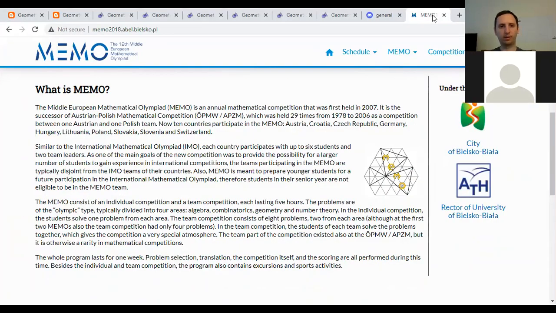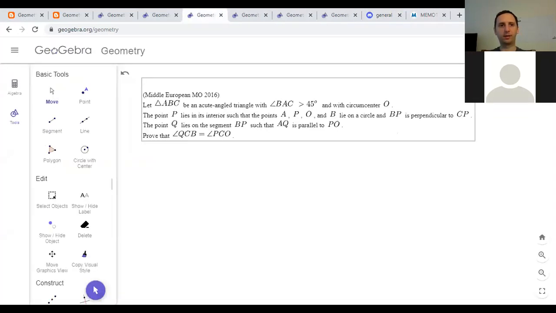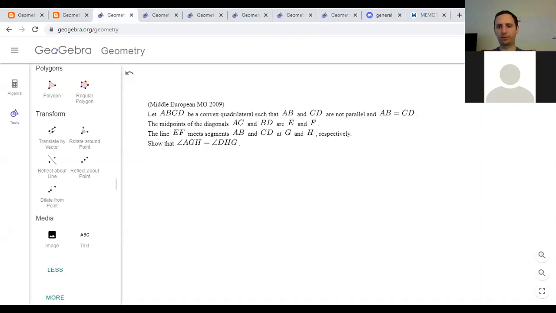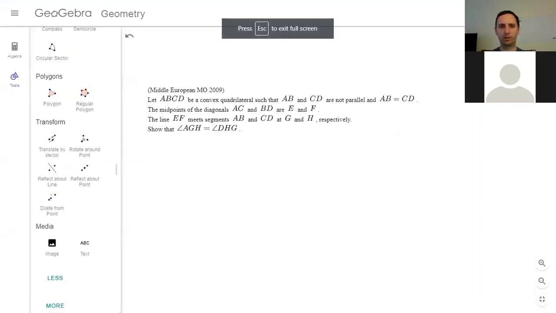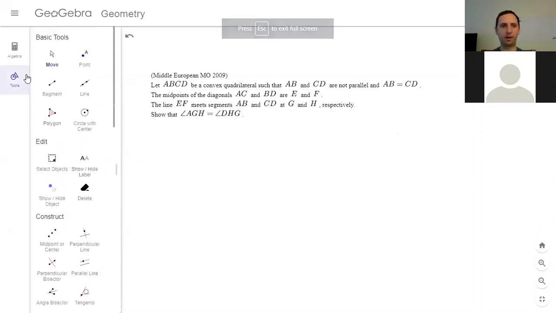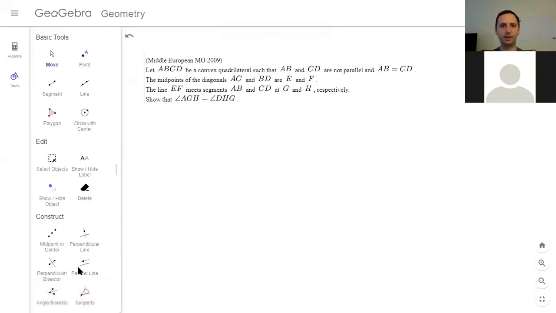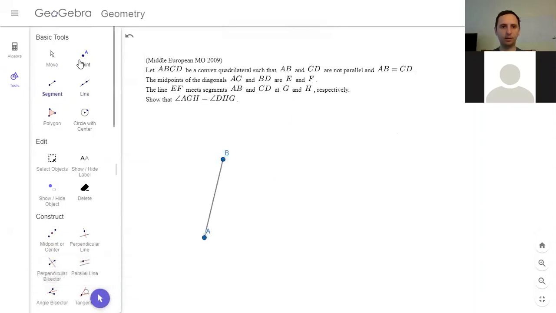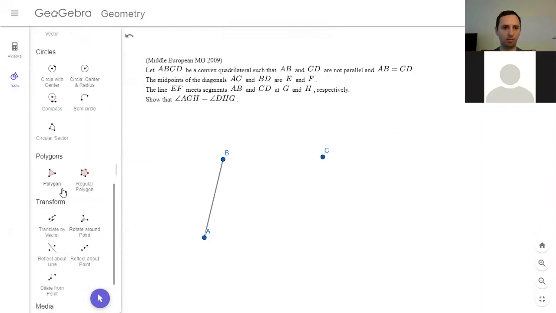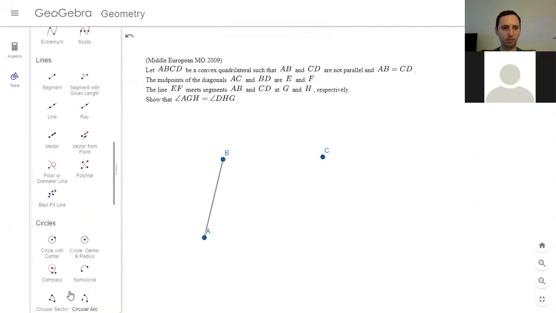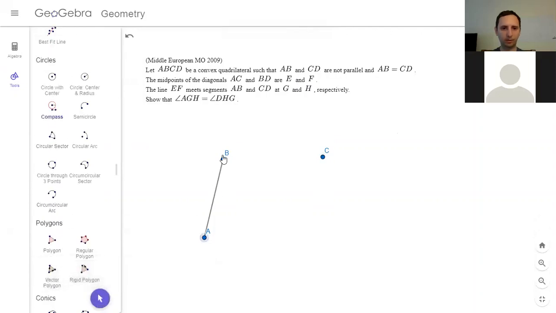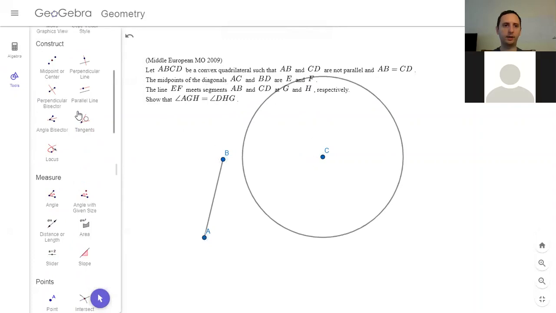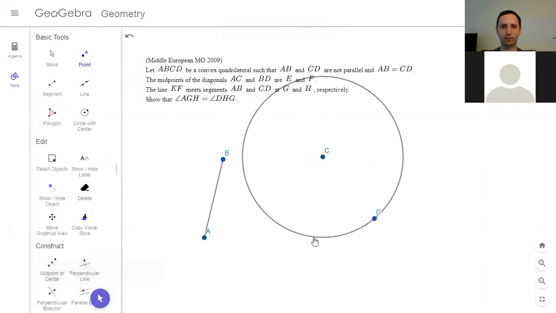All right. So this is actually the website for the contest. So here's the first problem that I chose. We have a quadrilateral ABCD so that AB is equal to CD. So let me try it like this. Where's my compass? There's a compass. So AB equals CD, so D is some point on the circle, which I'm going to hide.